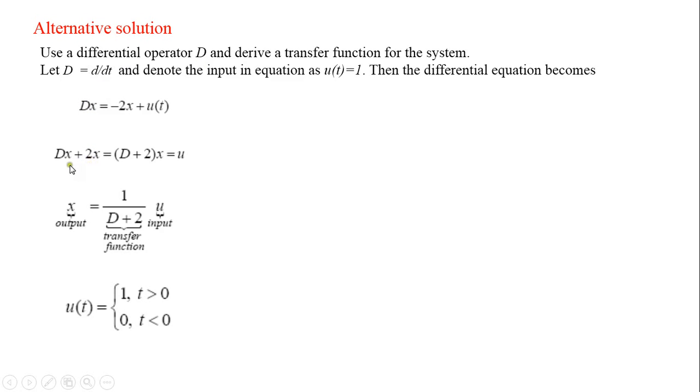So we club the x terms together, x common has been taken out, so x is the output, which is 1 by D plus 2 into u. Now this 1 over D plus 2 is the transfer function, and u has been assigned a value such that at t less than 0 it is 0, and when t is greater than 0, it shows the value as 1. So again the same model can be created now using the transfer function.